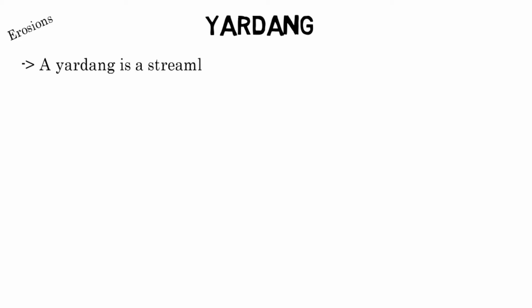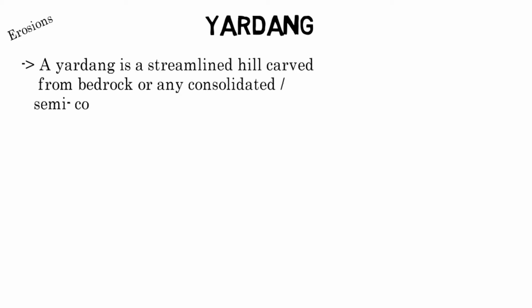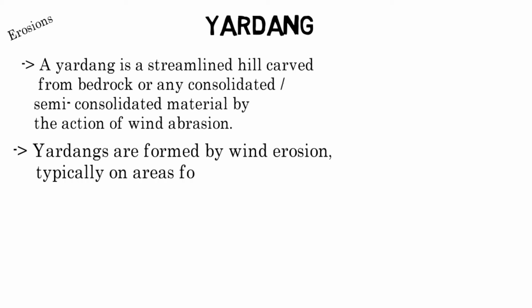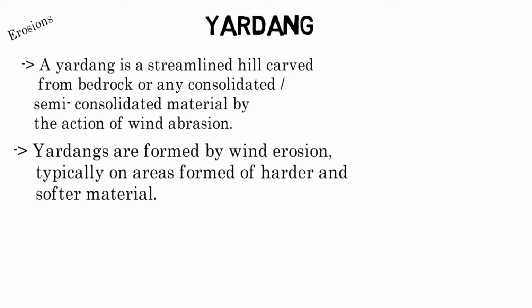Let's start with the yardang. A yardang is a streamlined hill carved from bedrock or any consolidated or semi-consolidated material by the action of wind abrasion. Yardangs are formed by wind erosion, typically on areas formed of harder and softer material. The soft material is eroded and removed by the wind.